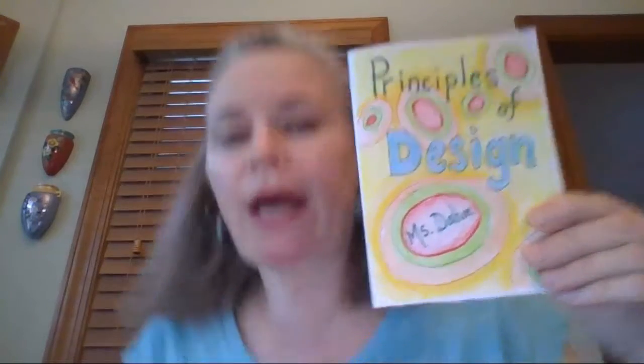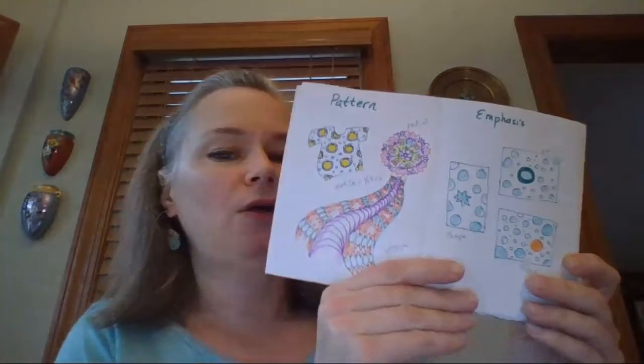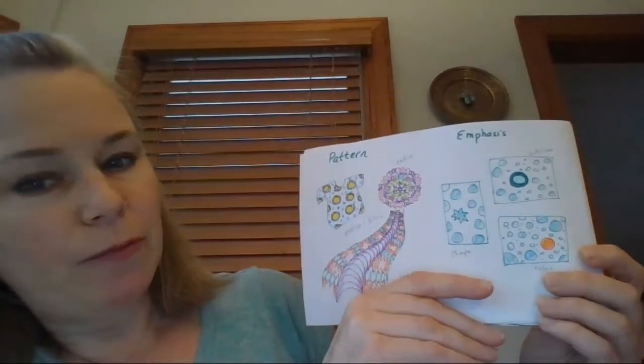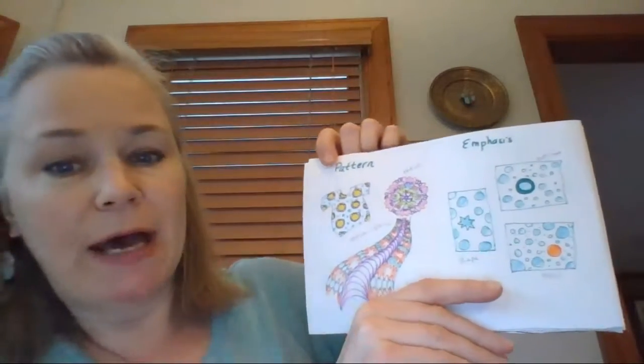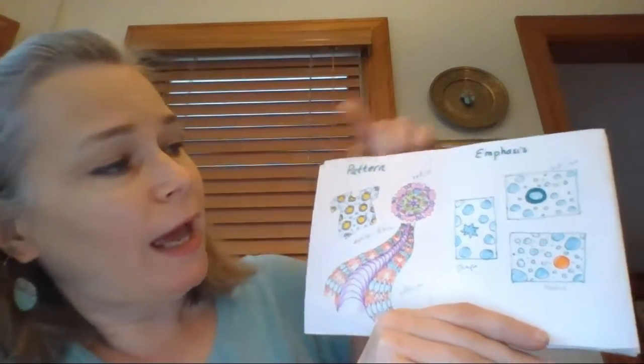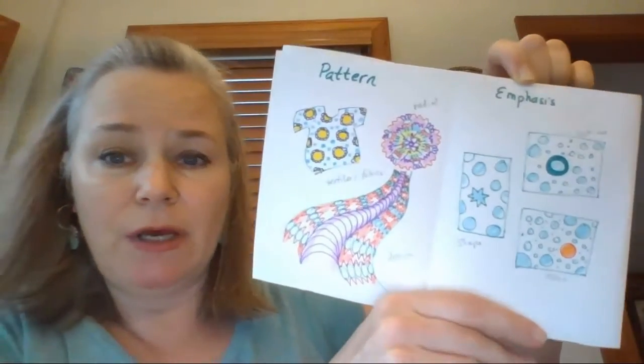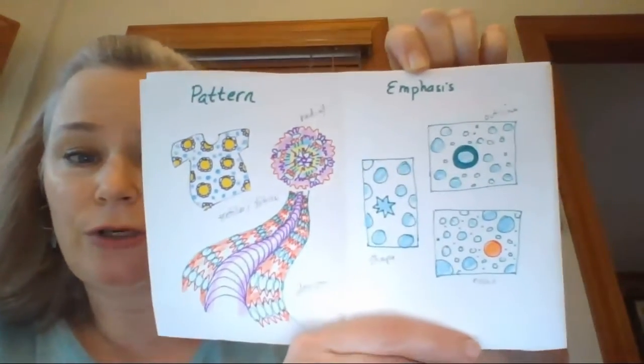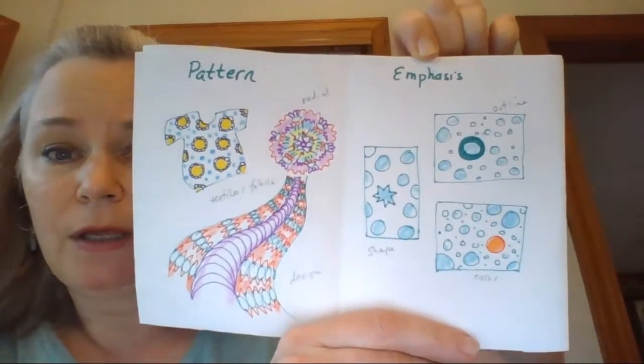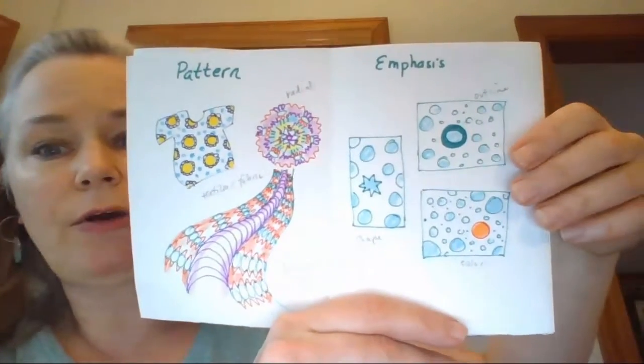So we're just going to look at the first 3 pages of the book, and we'll do the next 3 next time. When I open up my little book, you can see there's something in there now. I have pattern and emphasis on these first couple of pages. So let me bring this a little closer so you can see.